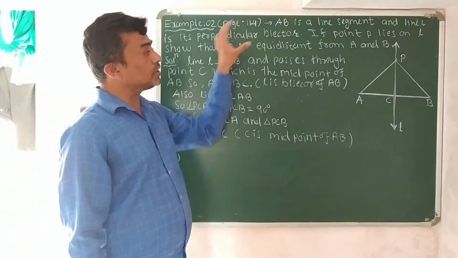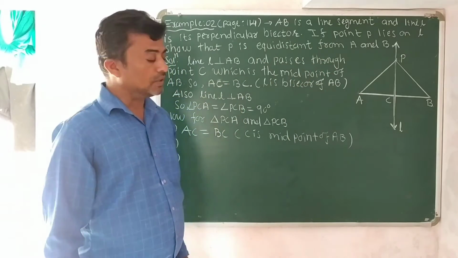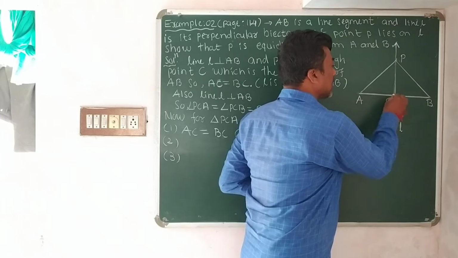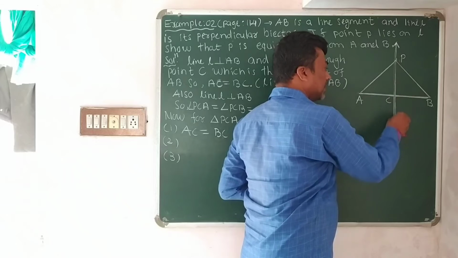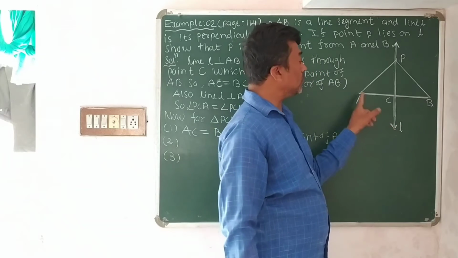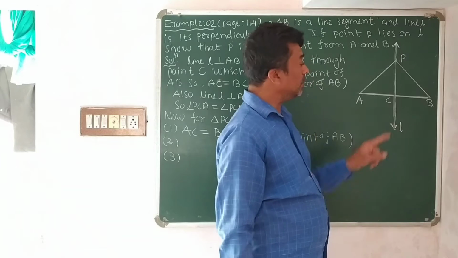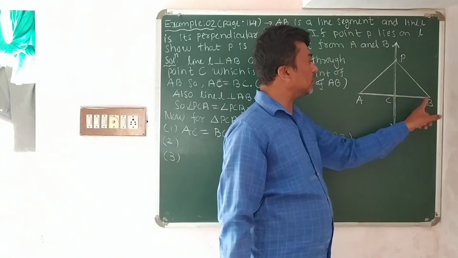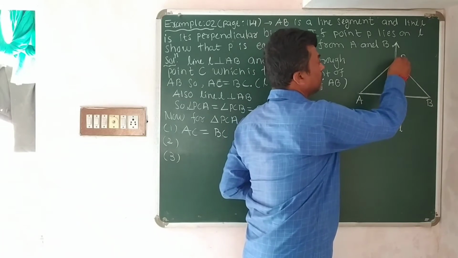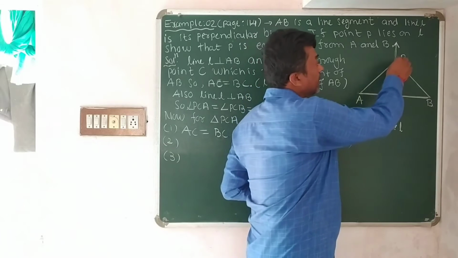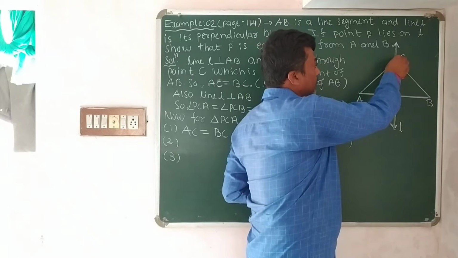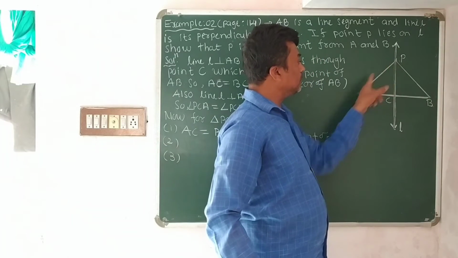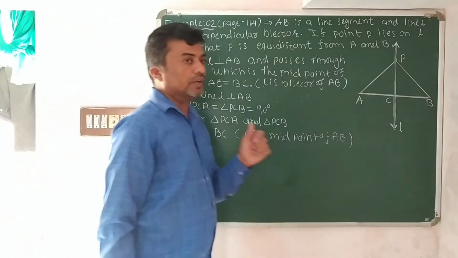Now for this question, I have already drawn one figure. So see, children, in the given figure, this is line segment AB and this is line L. Line L is the perpendicular bisector of line segment AB, and it intersects at point C, and point C is on line segment AB. One point P is on line L, which I drew here. Now I joined P and A, then I joined P and B. Here we have to prove that PA is equal to PB. Now we will solve this question.